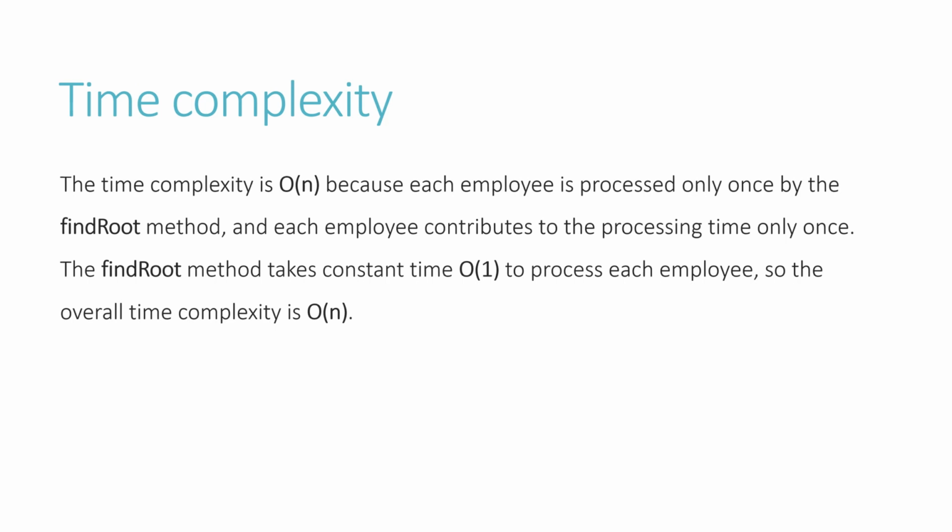Time complexity. The time complexity is O(n) because each employee is processed only once by the findRoot method, and each employee contributes to the processing time only once. The findRoot method takes constant time, O(1), to process each employee, so the overall time complexity is O(n).